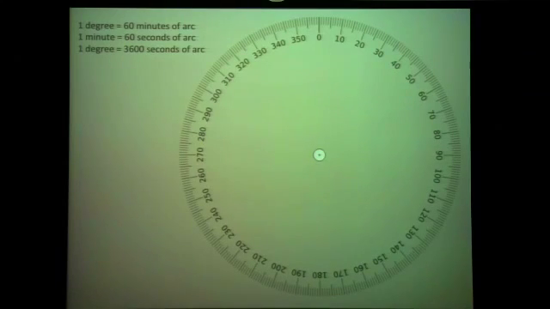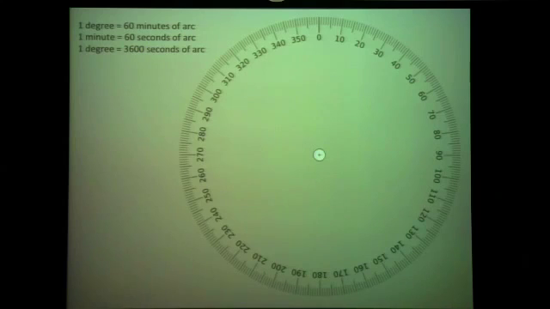Before we get to that, we need to talk about angles to understand how hard it is for astronomers to measure angles. So now you have to go back to elementary school, way back. You know there are 360 degrees in a circle.